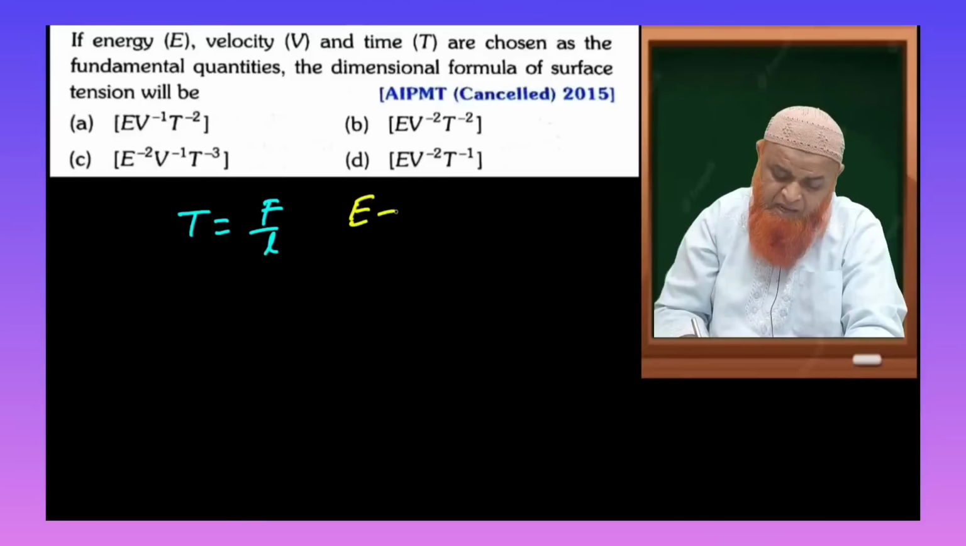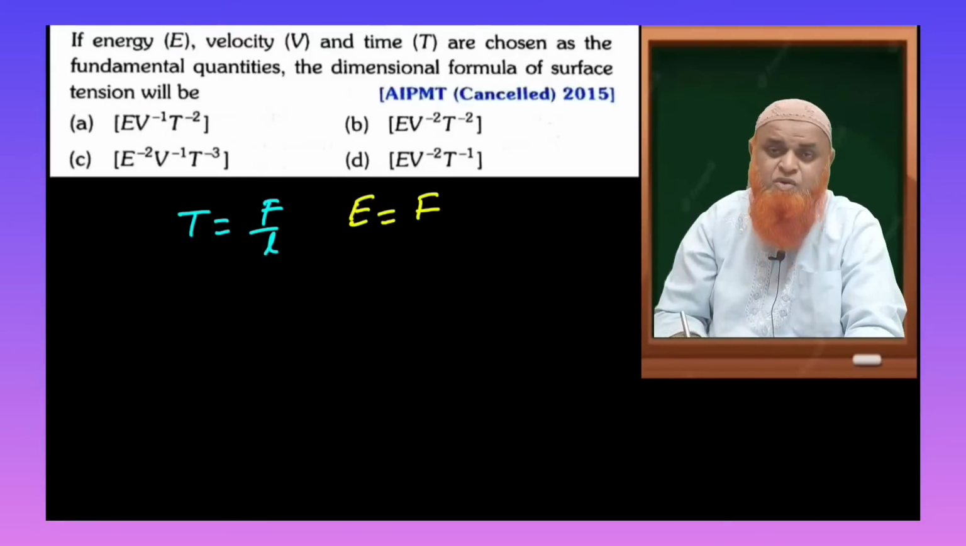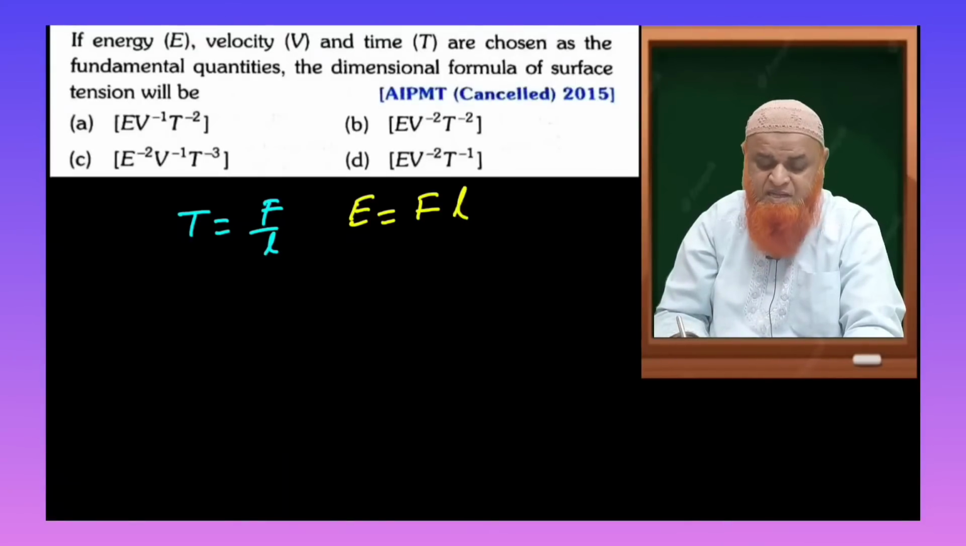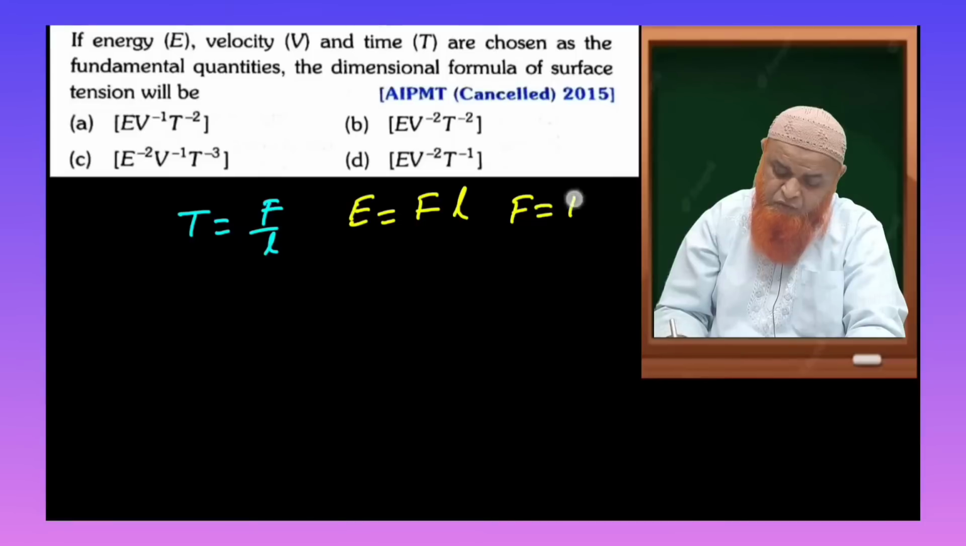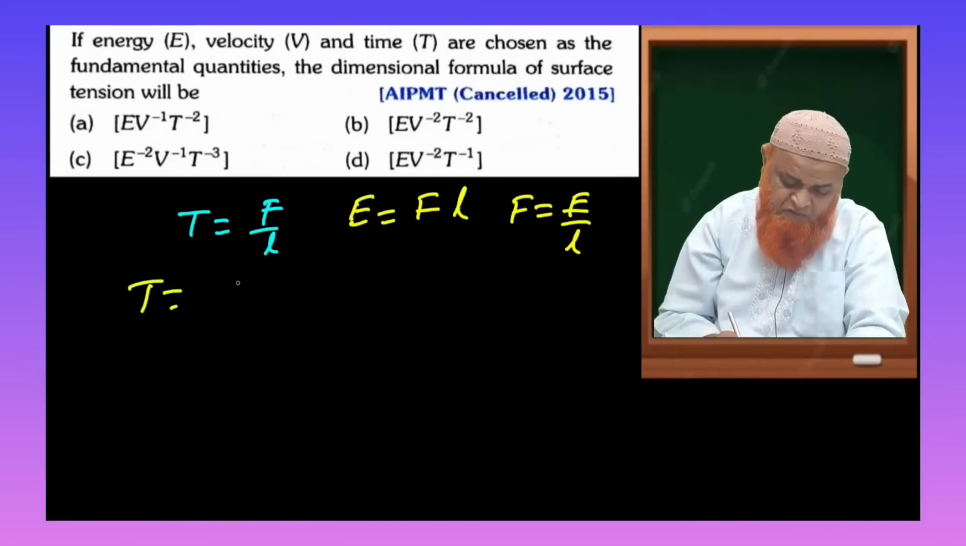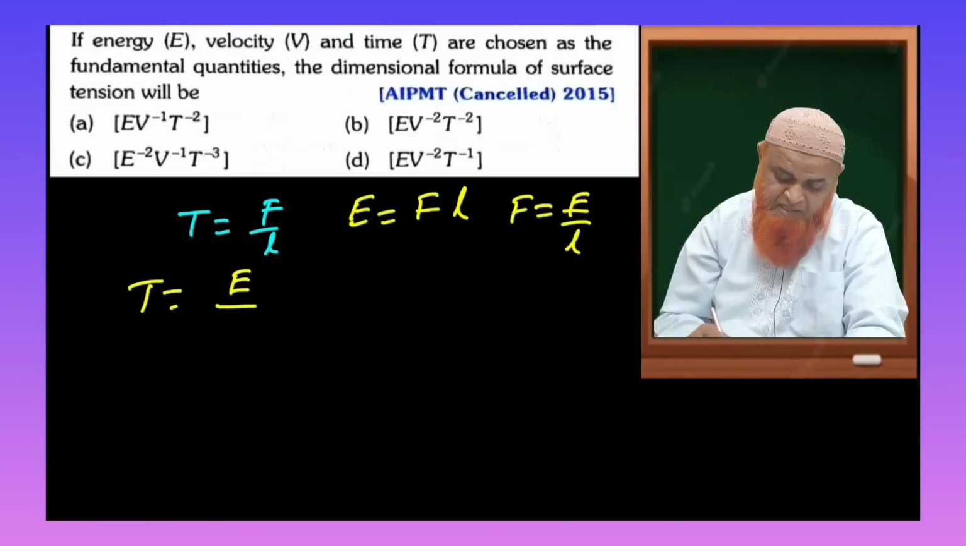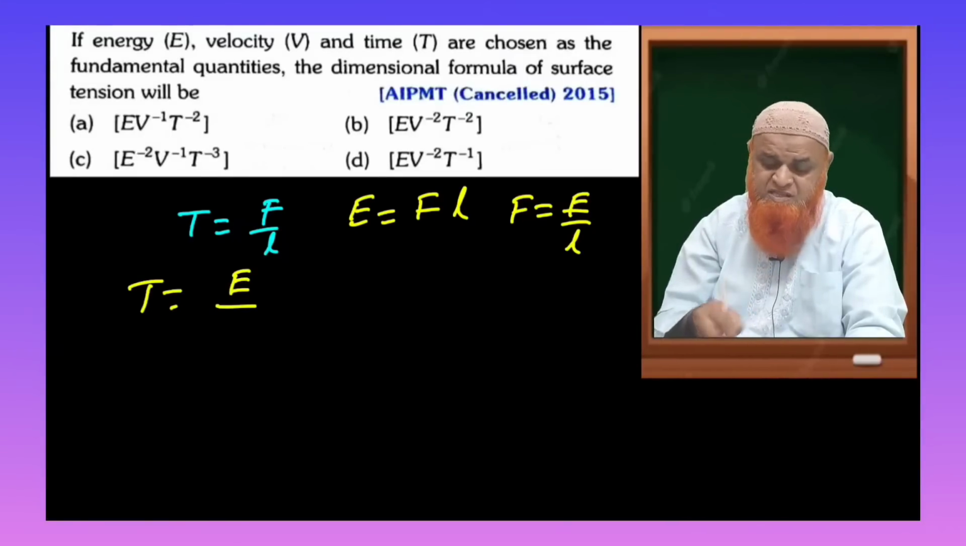I can take energy is equal to force into displacement. Here displacement I will take as length, because energy and work are both the same. So energy is force into length. Then I can write force is equal to energy by length. So instead of tension I will be writing energy by length. Already force by length, one more length is there. So instead of F I am writing E by L, so it is going to become E by L square.